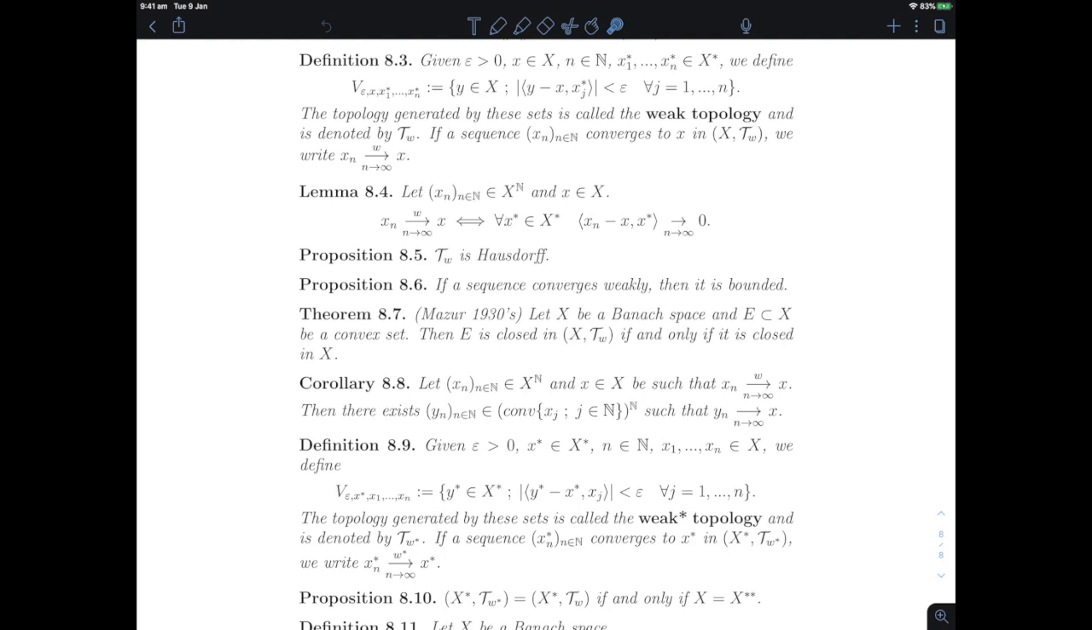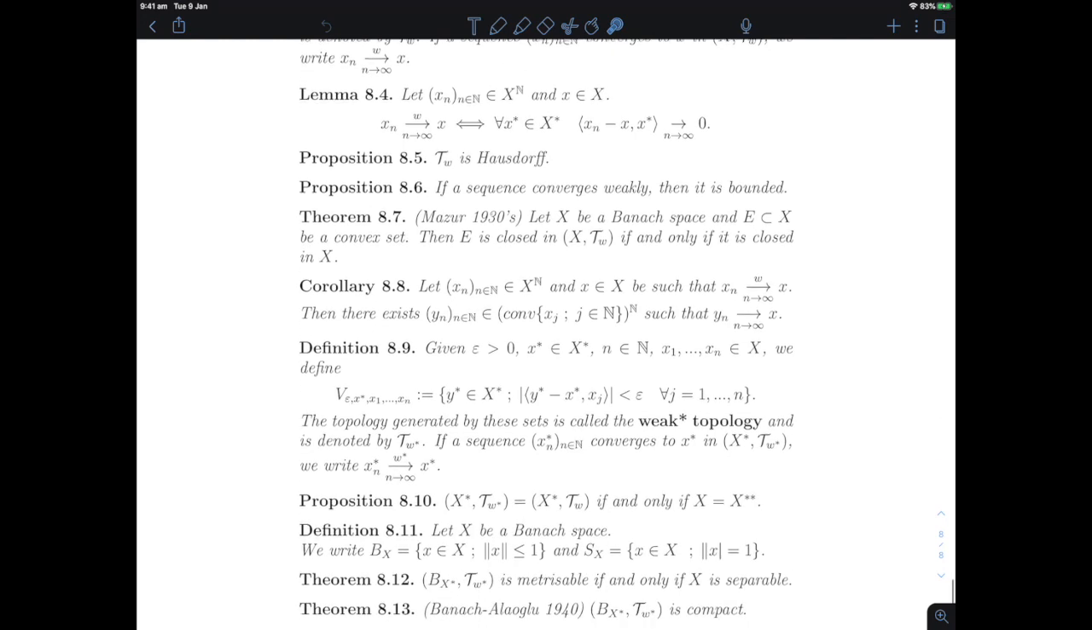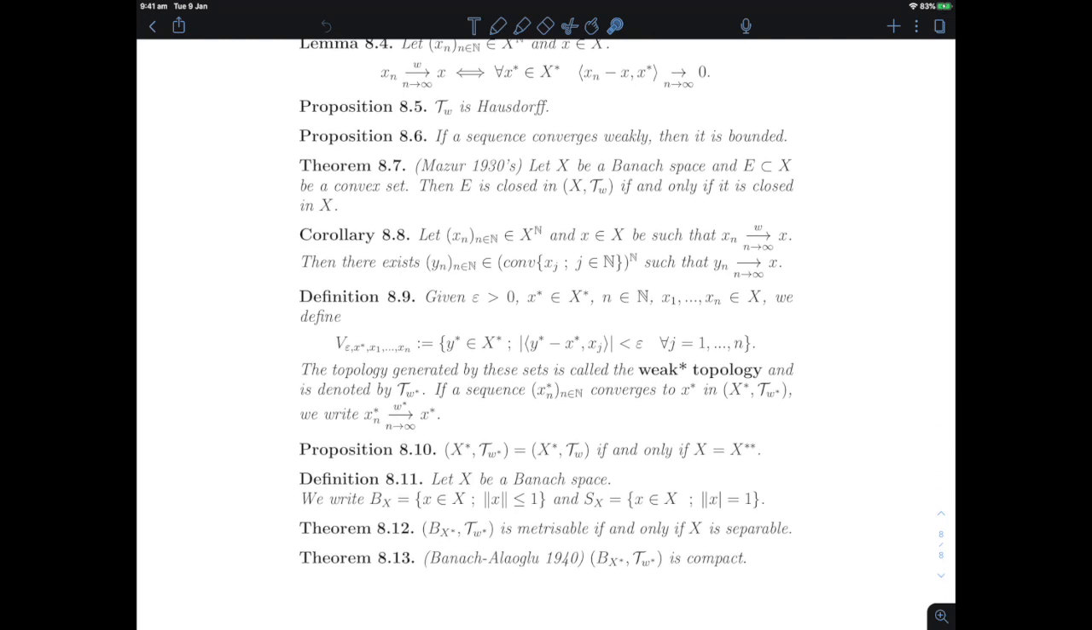Now, the advantage of a weaker topology is that more sets have a chance to be compact. And indeed, we're going to build up towards the proof of this theorem due to Banach and Alaoglu. And this theorem tells us that in any Banach space that happens to be a dual, so if it's X star for some X, then the closed unit ball, I'm going to use this notation to denote the closed unit ball as written here, will always be compact. So the weak star topology is weak enough to ensure compactness of the closed unit ball.